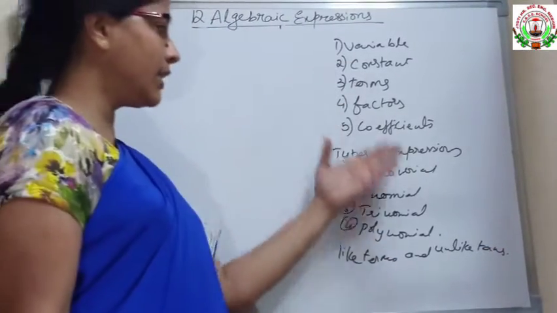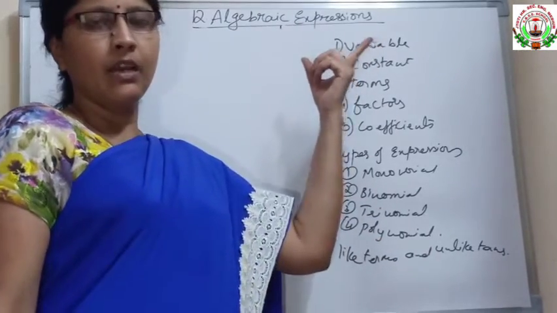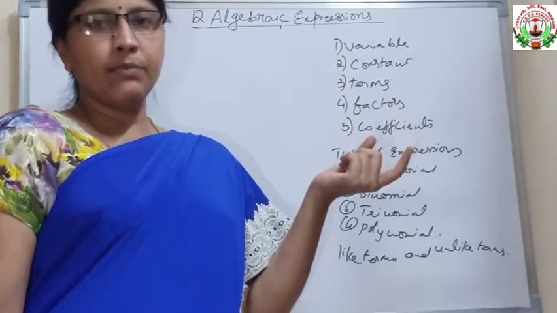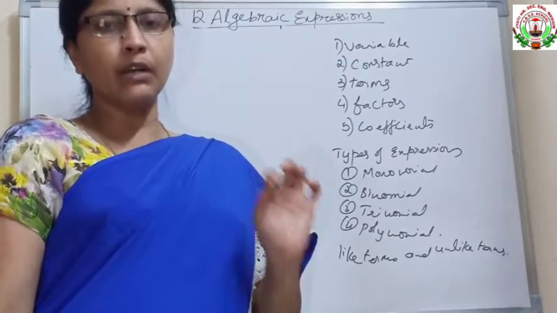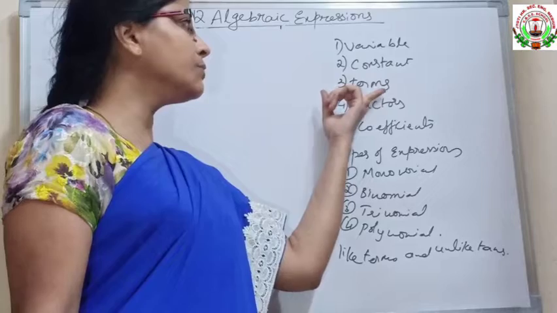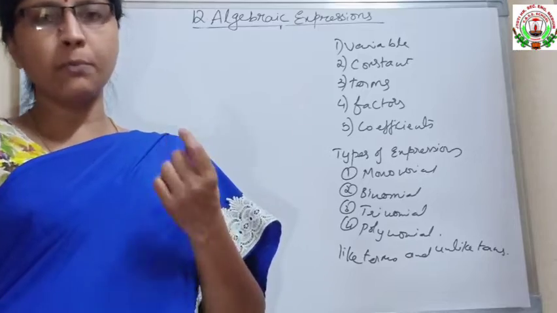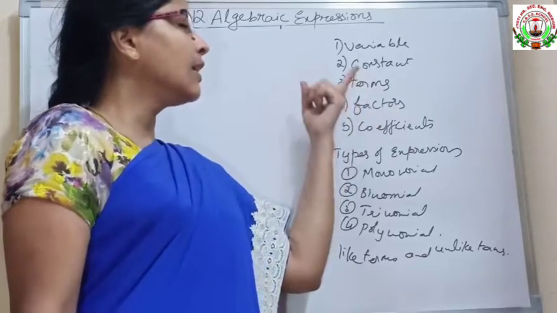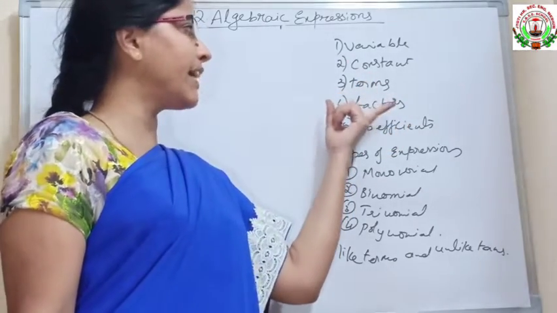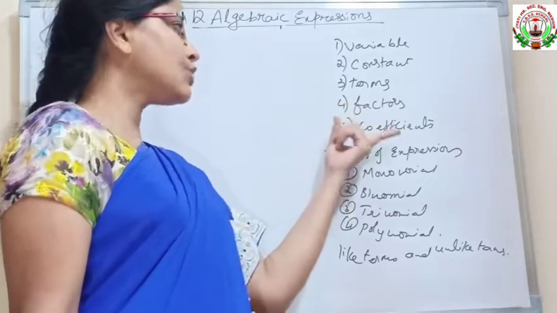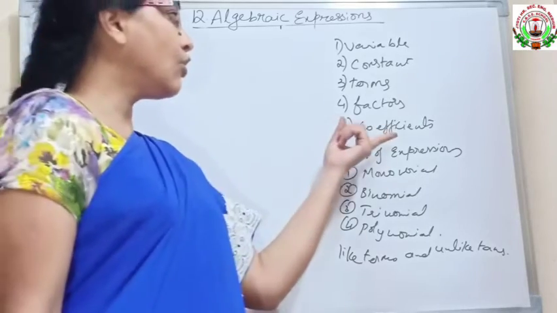In the first class we have learnt all these things and we have solved our first exercise also. Once again, variable means alphabets, the value is not stable. Constant means the value is fixed, the numerical value is fixed. Terms means the algebraic expression is formed by terms. Factors means the terms are formed by these factors. Coefficients means the numerical number before the variables are called coefficients.